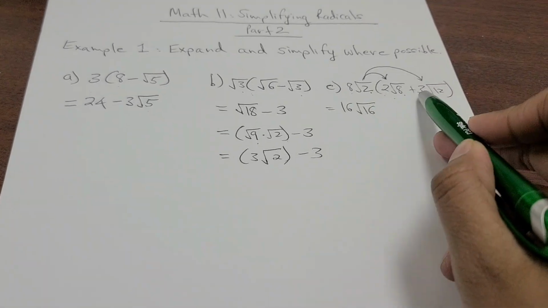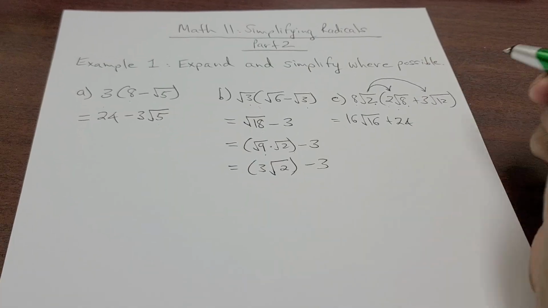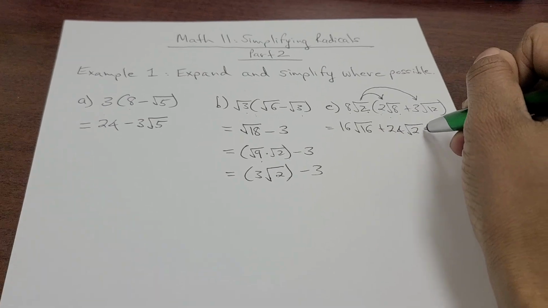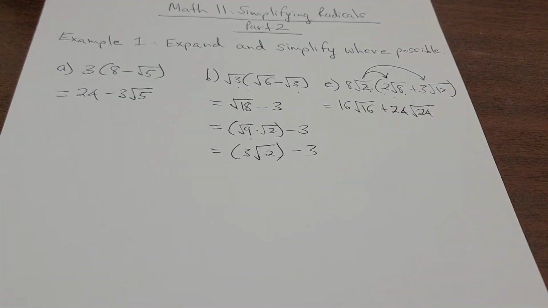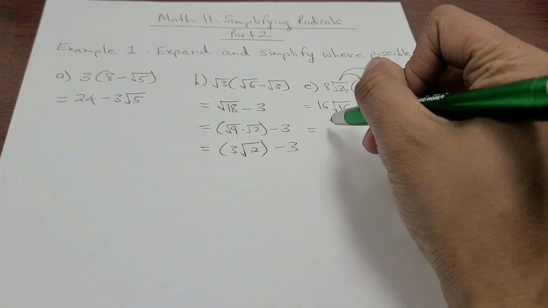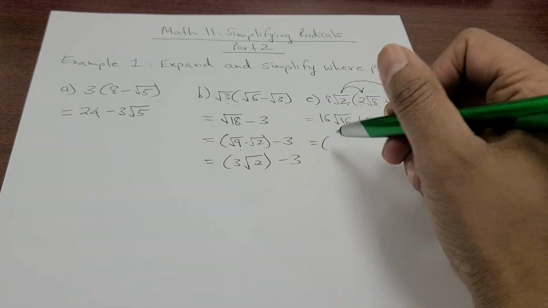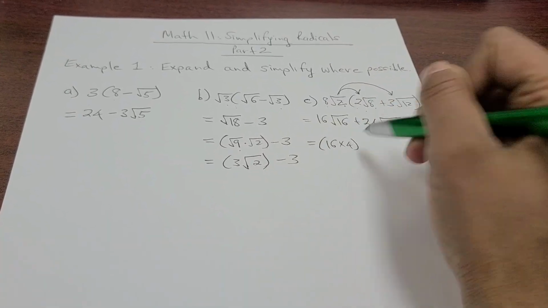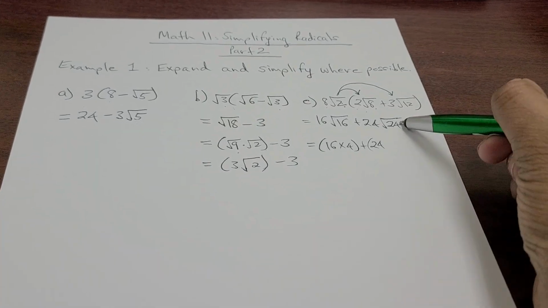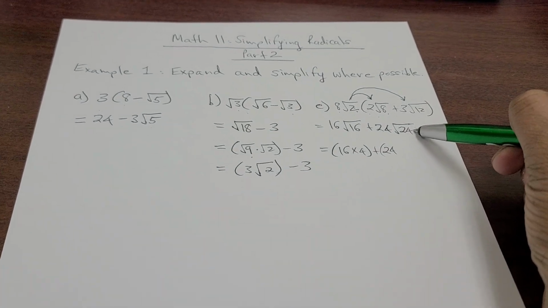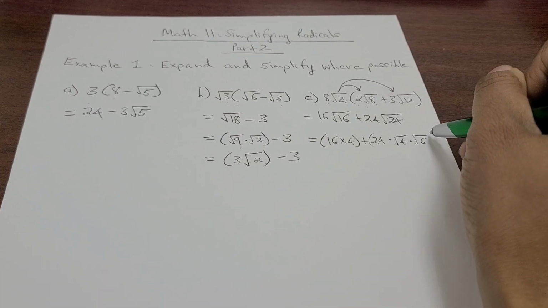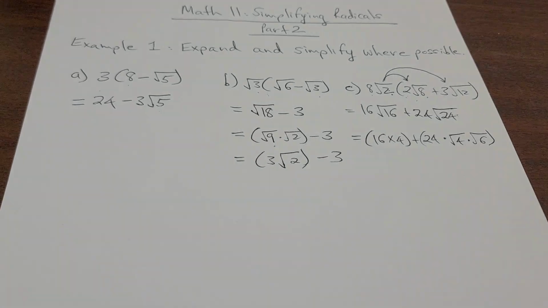Then I'm going to take this outside term, multiply it by the second term inside the brackets. Okay, so we're going to do 8 times 3, which is 24. And 2 times 12 is root 24. Okay, like the numbers are the same on the outside and the inside. So now we're going to simplify it further. I'm going to put brackets now. Square root of 16 is 4. So I'm going to do 16 times 4, plus this 24 is on the outside. But we're going to break down the root 24. I'm going to do square root 4 times square root 6. Okay, now I'm going to close the bracket.